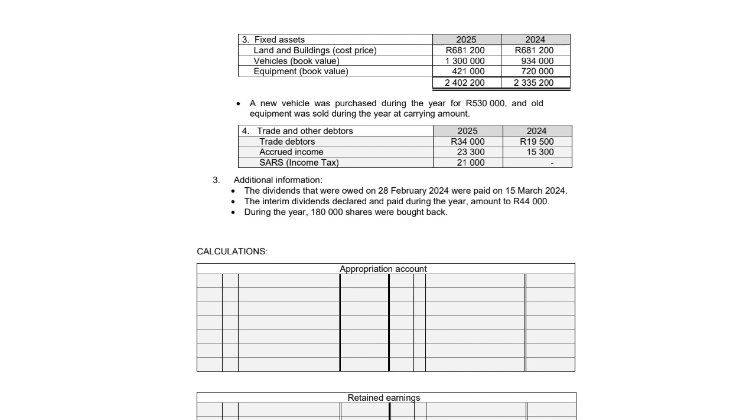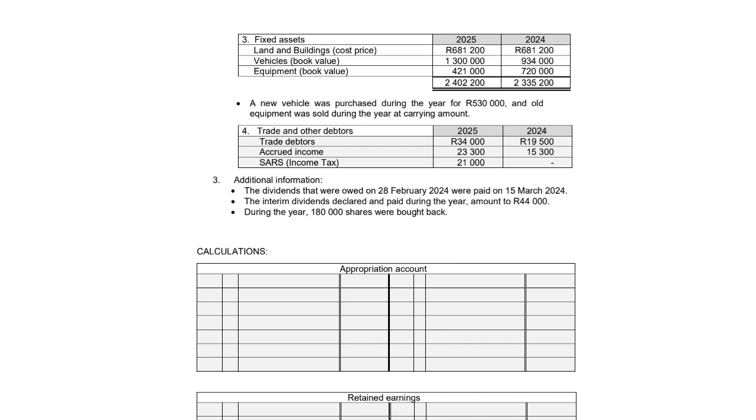A new vehicle was purchased during the year for 530,000, and an old equipment was sold during the year at carrying value. Note number 4. Trade and other debtors. Once again for 2024 and 2025, trade debtors, accrued income, and SARS income tax is given.